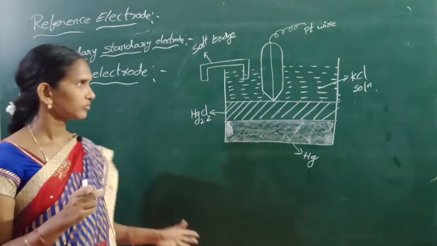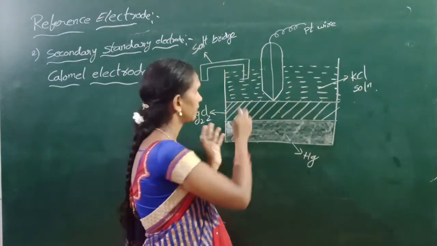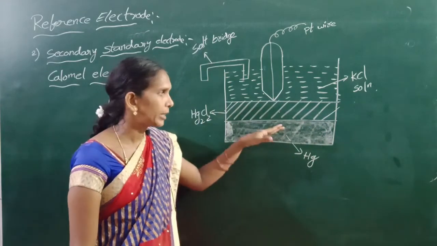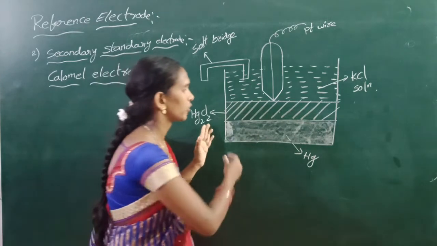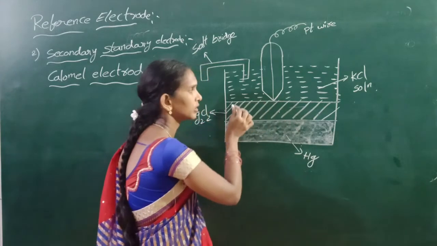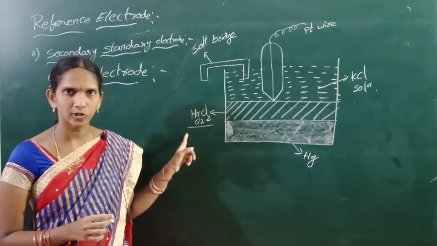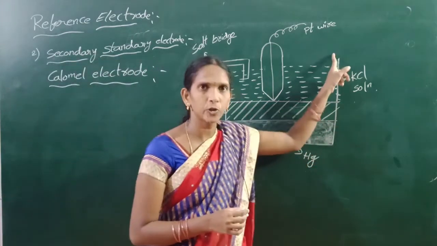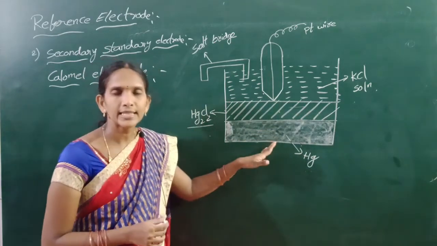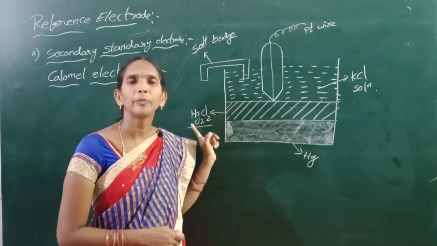Then it consists of a glass tube. First we take a glass tube. In the glass tube, mercury is coated at the bottom. Then it is covered with a paste of mercury chloride, Hg2Cl2.